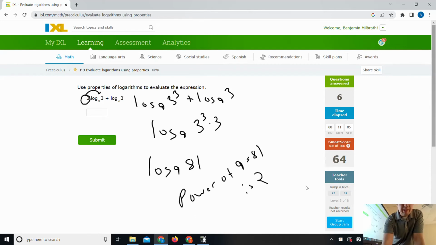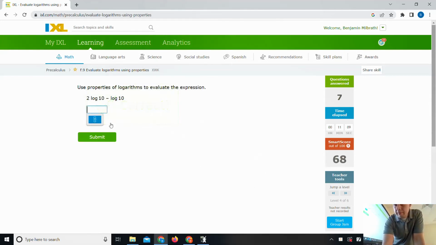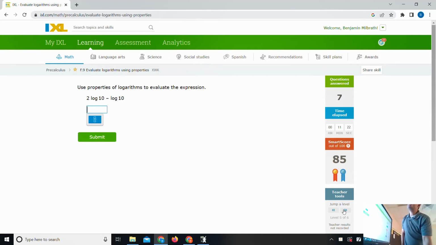I need to bump ahead. I have spent too much time on this thing for what I've got left to do tonight. I have a lot left to do tonight. I need to get all this done for my pre-calc kids. This doesn't look any different. This doesn't look hard at all.